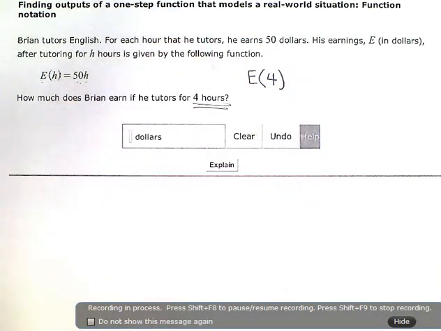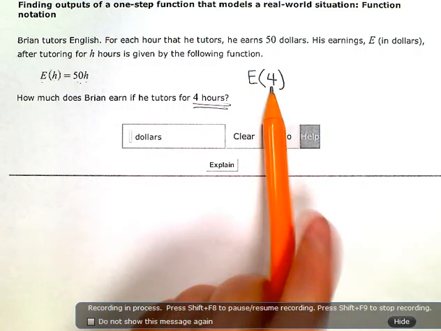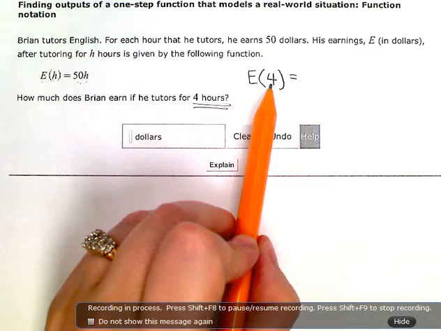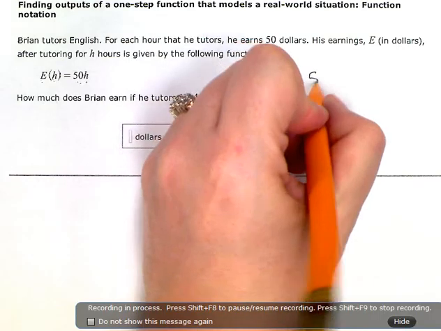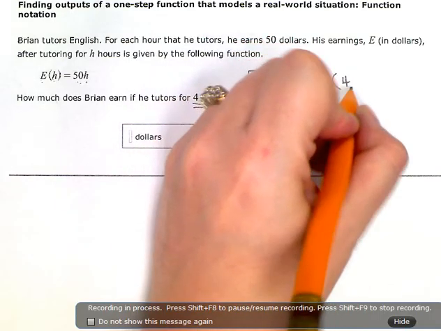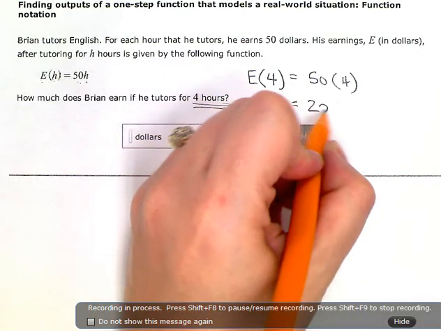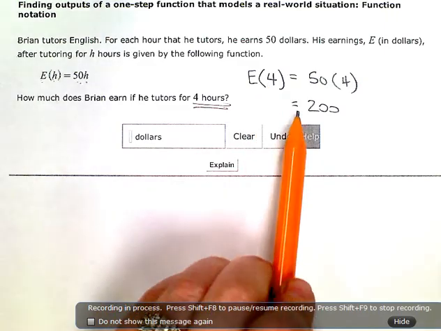In function notation, we say E evaluated at 4. But it just means I'm going to take out the H and substitute in 4. If I do that here, I also have to do it there. So 50 times 4 is 200. So his earnings after 4 hours is equal to $200.